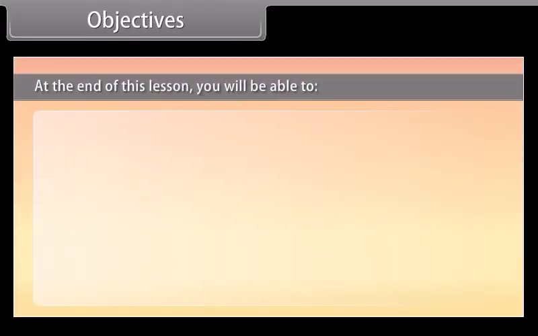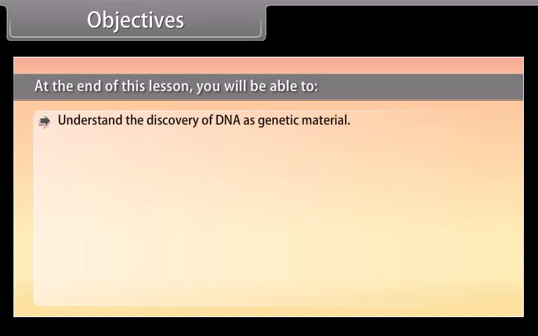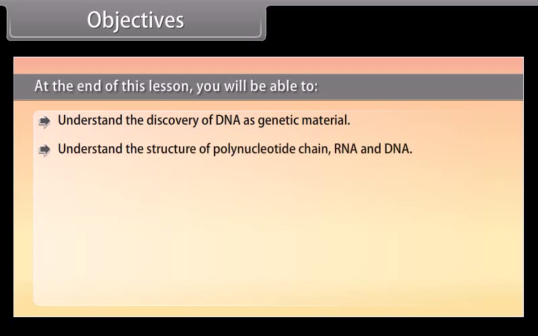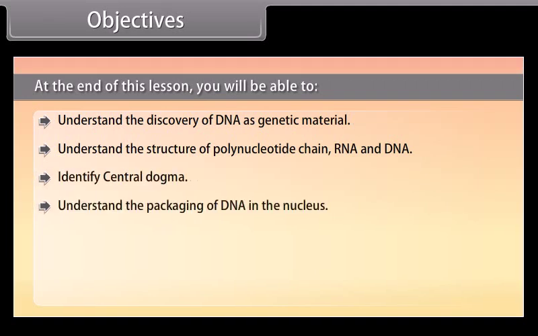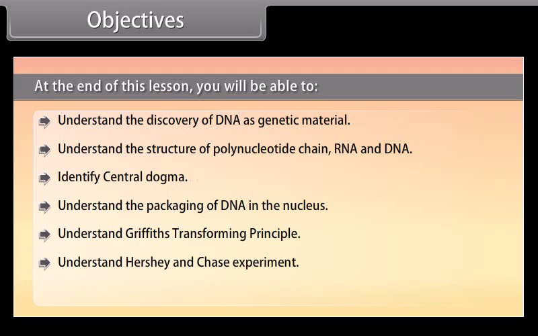Objectives. At the end of this lesson, you'll be able to understand the discovery of DNA as genetic material, understand the structure of polynucleotide chain, RNA and DNA, identify central dogma, understand the packaging of DNA in the nucleus, understand Griffith's transforming principle, understand Hershey and Chase experiment, identify the differences between DNA and RNA.